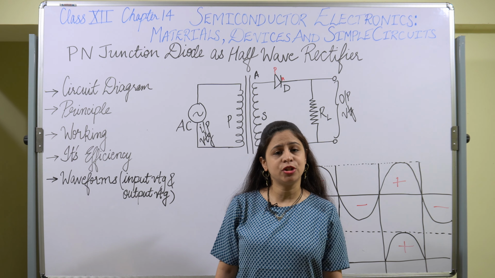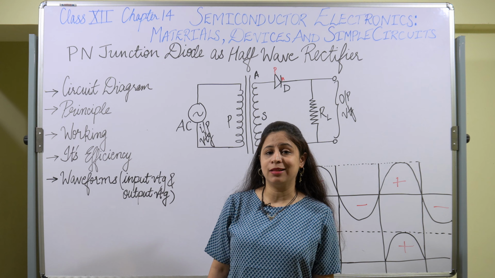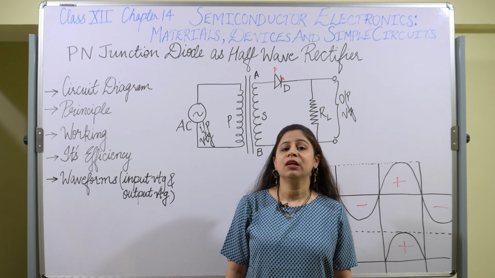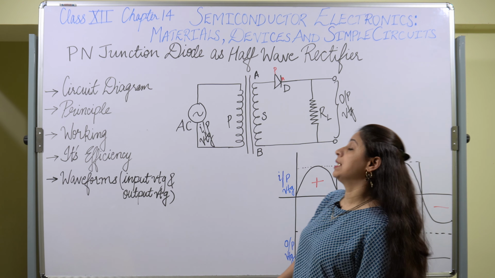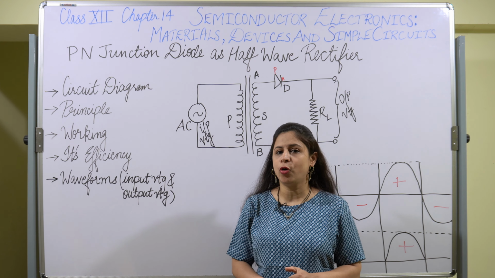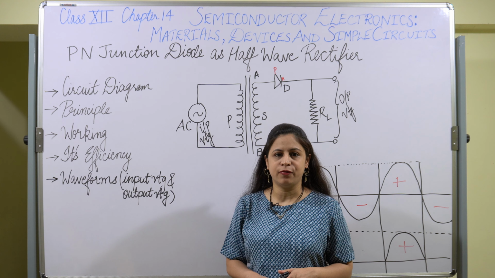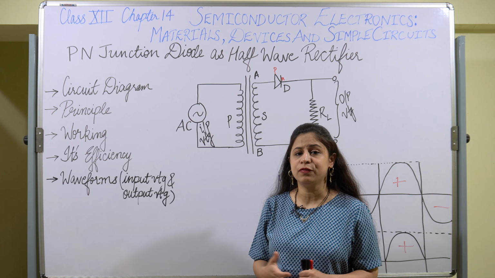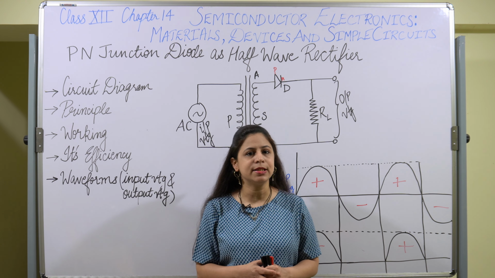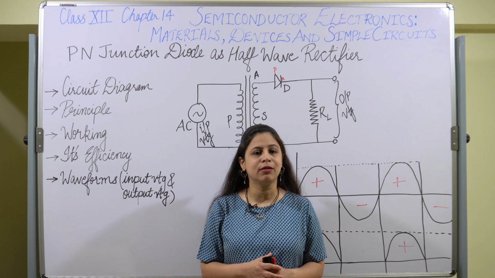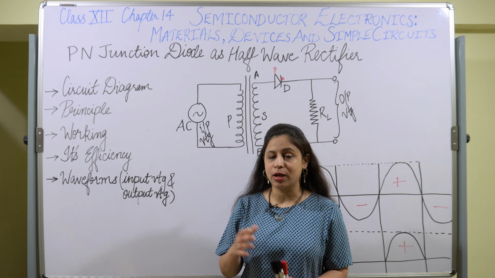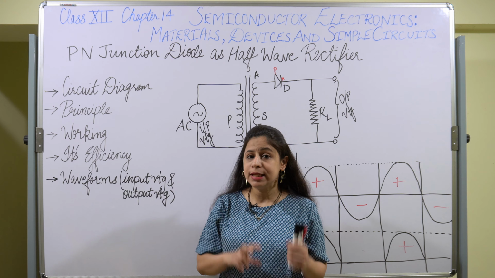So let us move on to chapter 14, class 12th, Semiconductor Electronics: Materials, Devices and Simple Circuits. Let us move on to the topic, PN junction as a half-wave rectifier. So what do you mean by rectifier? A rectifier is a device which converts the AC signal into DC signal.